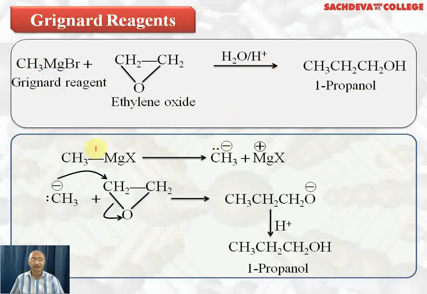The mechanism of the reaction is that the Grignard reagent breaks down into CH3 negative and MgX positive. CH3 negative attacks this ethylene oxide to form CH3CH2CH2O negative, which reacts with H positive ion from water and H ions to give 1-propanol. So this is the mechanism of the reaction.